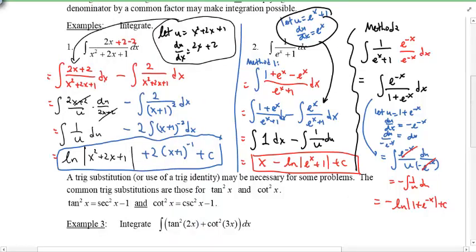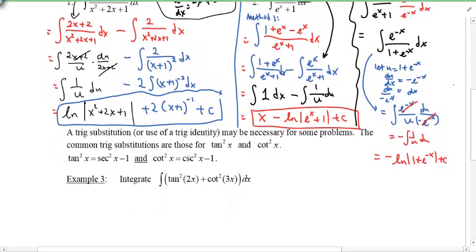Alright. Now, sometimes you're going to have to use trig substitutions. Once again, going back to pre-calc 12 days. Remember we did sine squared plus cosine squared equals 1? Well, there are other ones you can use too, like tangent squared x equals secant squared x minus 1, and cotangent squared x equals cosecant squared x minus 1. Why is that helpful? Well, example 3 shows you why.